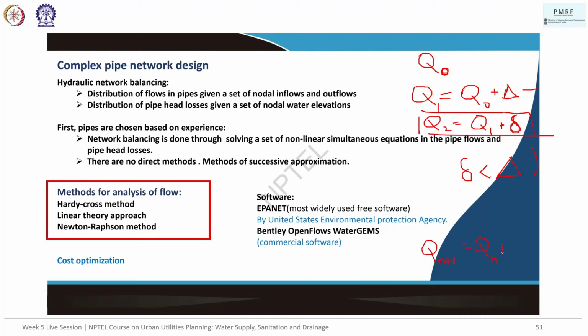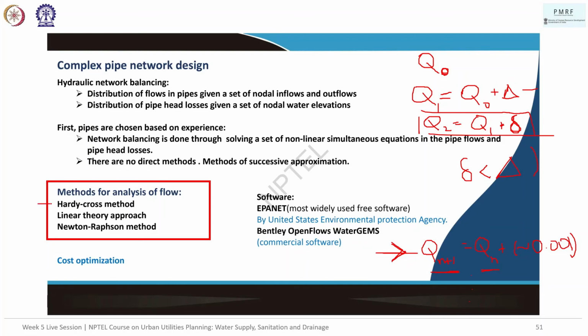So the change in qn plus 1 is almost 0, say 0.001 or something like this. Then even if you keep doing the same calculation, your q value will stop changing much, and that is when you decide that that is the right value. So these are essentially iterative methods of calculation. Almost all complex pipe network designs are done using iterative methods.